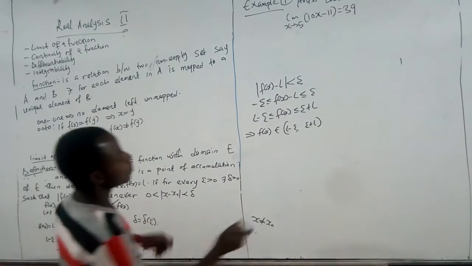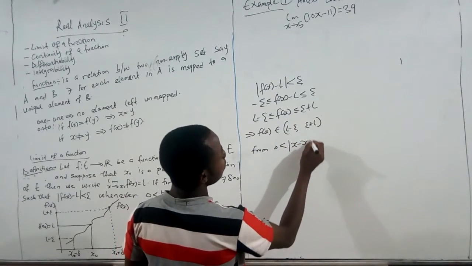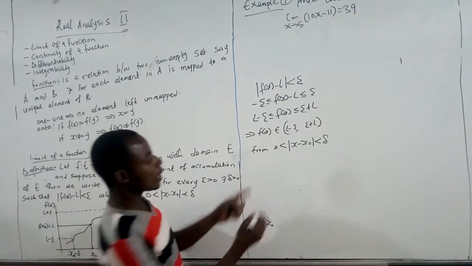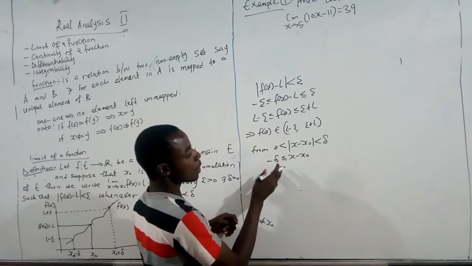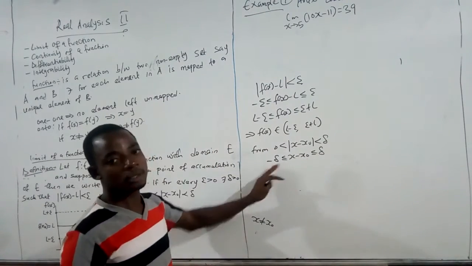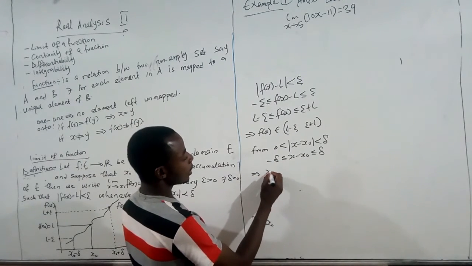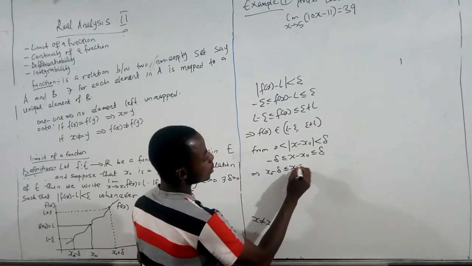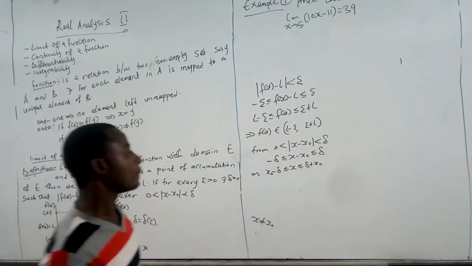And from here we have 0 less than the absolute value of x minus x naught, which is less than delta. So in this case, we have minus delta is less than or equal to x minus x naught, when we just remove the absolute value, which is less than or equal to delta. So from here, we just add x naught to both sides. So this implies x naught minus delta is less than or equal to x, which is less than or equal to delta plus x naught, or x naught plus delta.